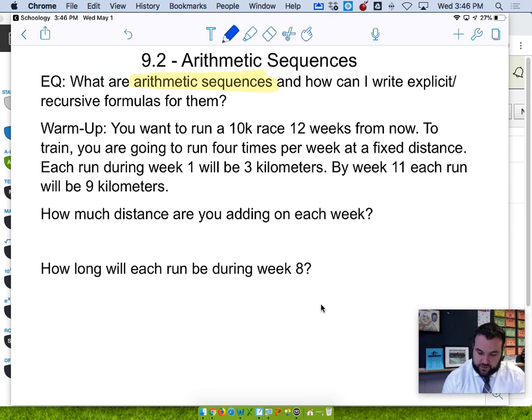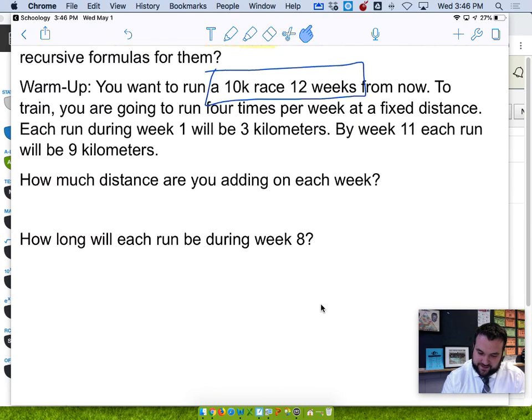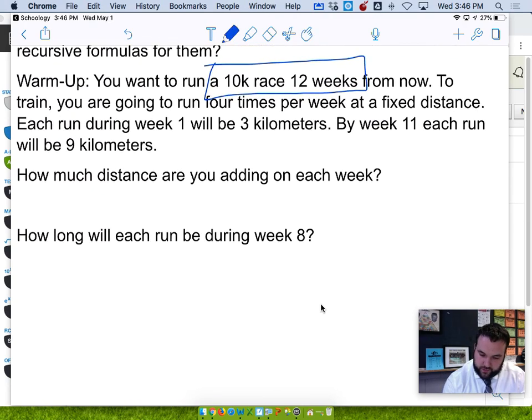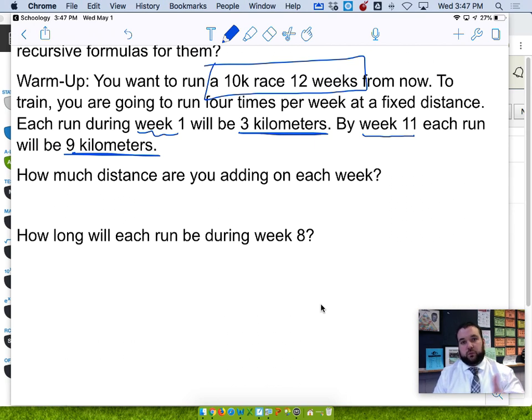So as a warm-up, you want to run a 10K race 12 weeks from now. To train, you're going to run 4 times per week at a fixed distance. During that first week of training, you're running 3 kilometers each run. By week 11, each run will be 9 kilometers. Okay, so each week we're going to progressively add more distance. The question is, how much distance are you adding on each week?